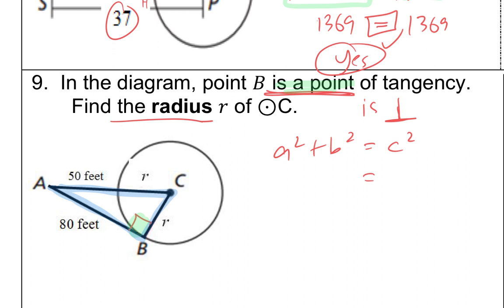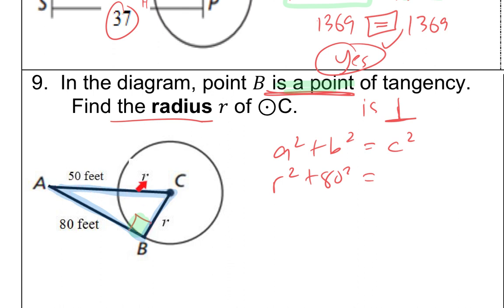What would be the value for the a squared? That would be one leg. That's the radius, from there to there. So let's just put r right over there. So r squared, then plus b squared. If this is going to be the hypotenuse, this is going to be the b, so we're going to put plus 80 squared equals, now here's the tricky thing.